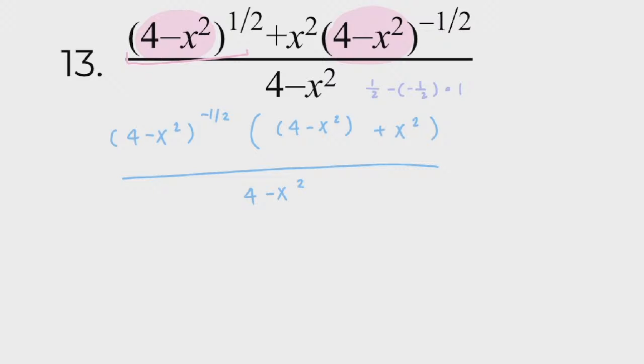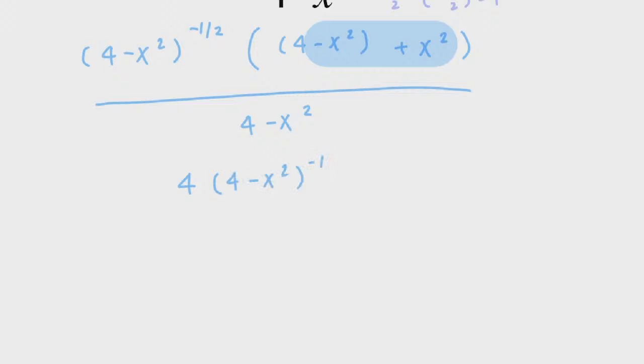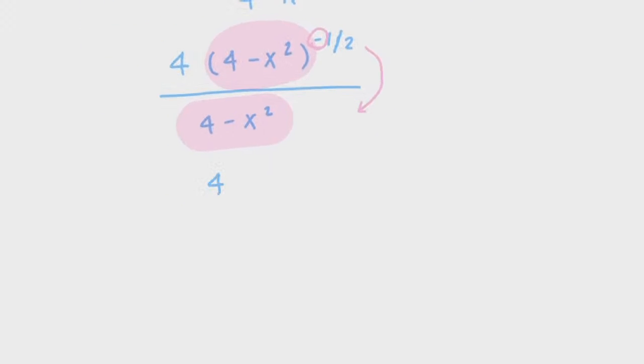Inside the parentheses, we're not distributing anything, but we can combine -x squared and x squared. So for the numerator, we're left with just 4 times 4 minus x squared to the -1/2. Since both of these have a 4 minus x squared, we can rewrite it as 1. Since this has a negative exponent, I'm going to bring this down to the denominator. So this will be 4 over 4 minus x squared to the 1/2 power times 4 minus x squared.